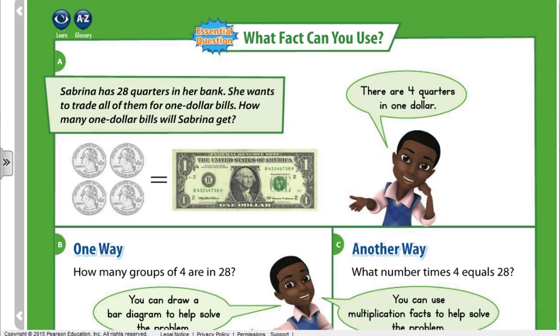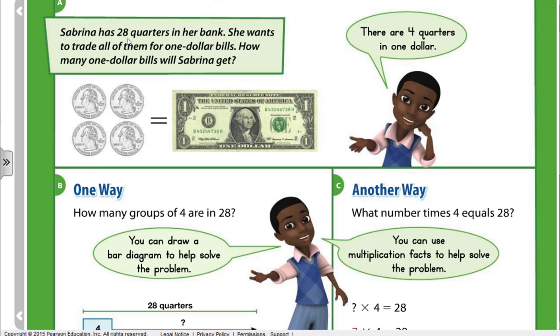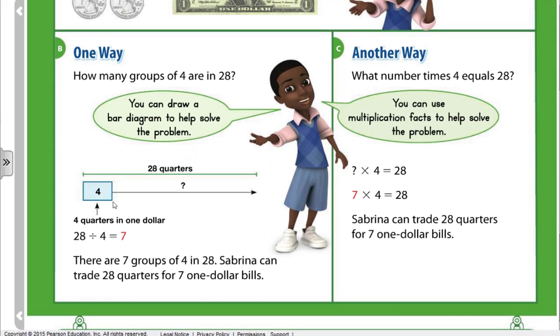This page. Okay, here Sabrina has 28 quarters, and she wants to trade all of them for $1 bills. So she arranged them in rows. And as we saw in the video, we had 7 rows. Okay. And now the question is, if she has 8 more quarters, okay, of course I need one of my heroes to help me, so I will pick one of my heroes.